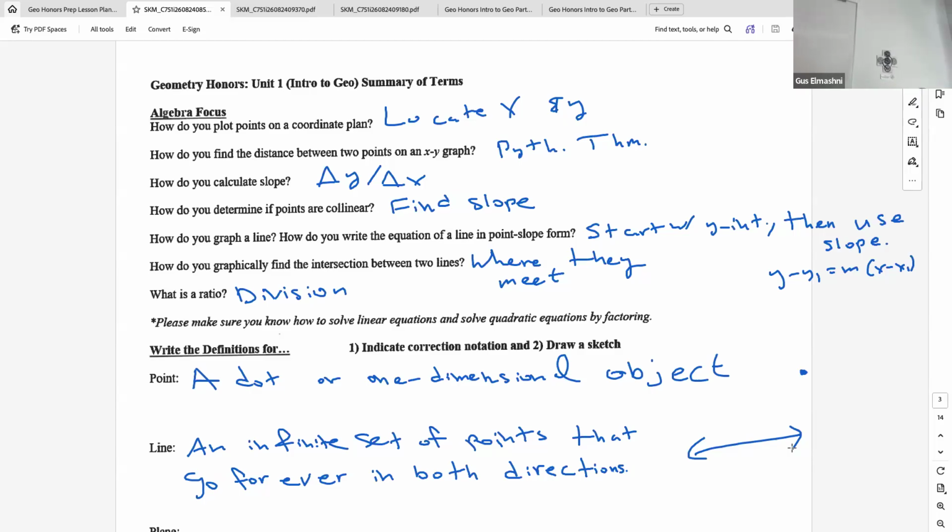Okay, so far, how do you plot points on a coordinate plane? That's a typo. Just look at X and Y. X is horizontal, Y is vertical.